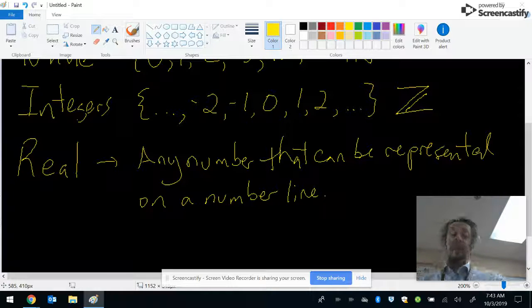Oh, you know what? I skipped one. I skipped the rational numbers. Well, I'll talk about real numbers real quick, and then I'll go back and talk about rational numbers and numbers that are not rational, the irrational numbers. But essentially, real numbers, any number you can put on a number line.